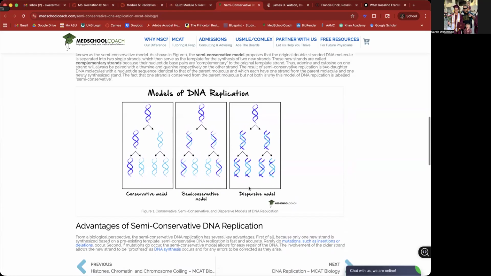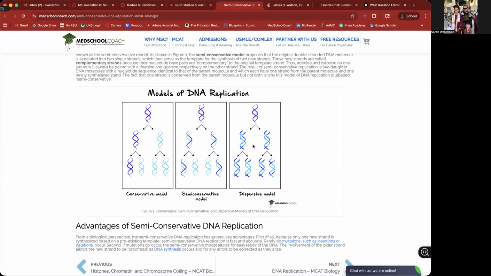And then the dispersive model. What the dispersive model says is that we replicate in pieces. There'll be a replication here, a replication here, a replication here, and it'll be sort of cut up. So what we see are chunks of parent and chunks of daughter, chunks of parent, chunks of daughter strands, excuse me.